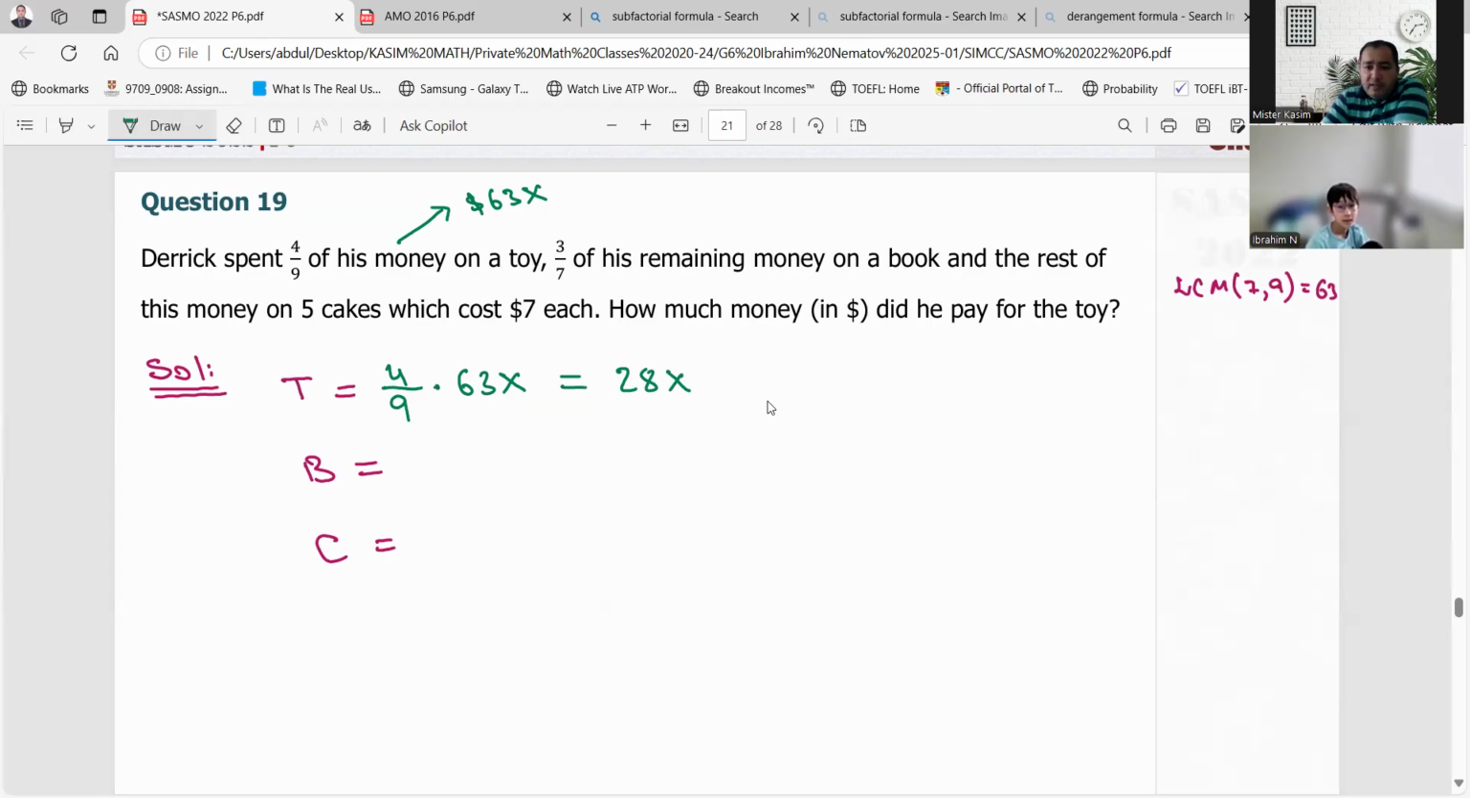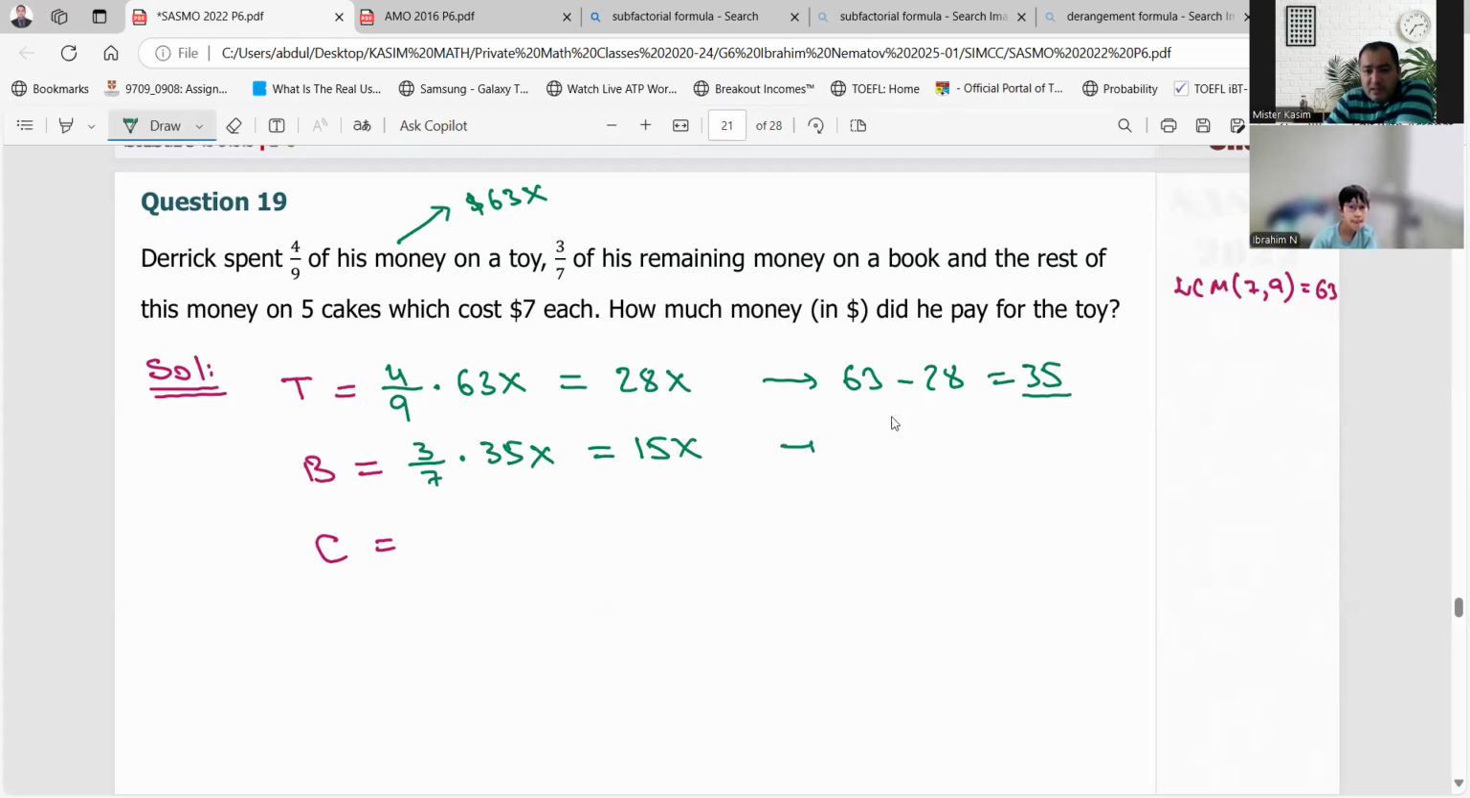Now how much remaining? 63 minus 28 is equal to 35, right? So now he has 35 units left. Next, 3/7 of means times his remaining money. The remaining money is 35, right? So that's equal to 5 times 3, which is 15.